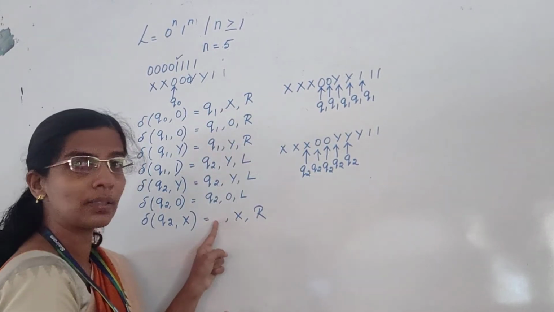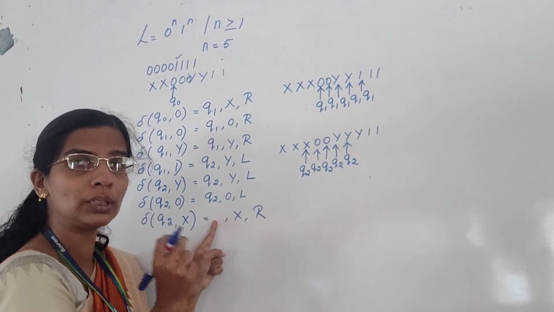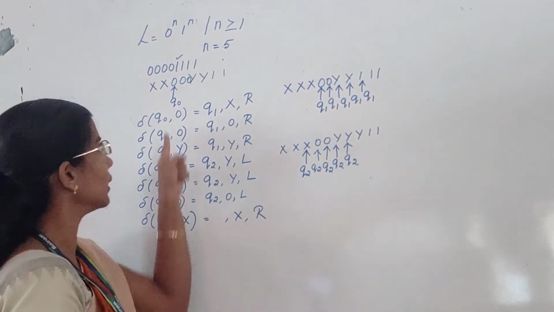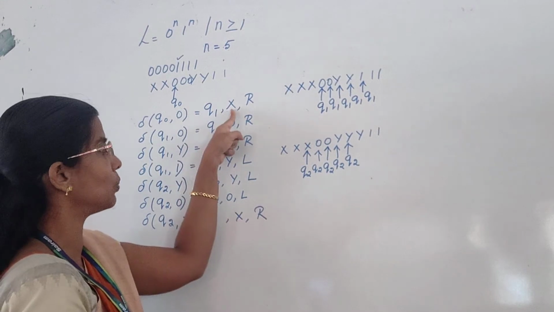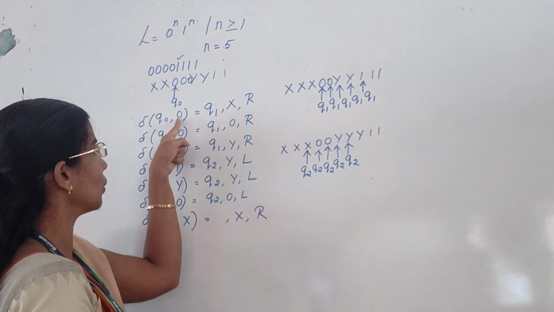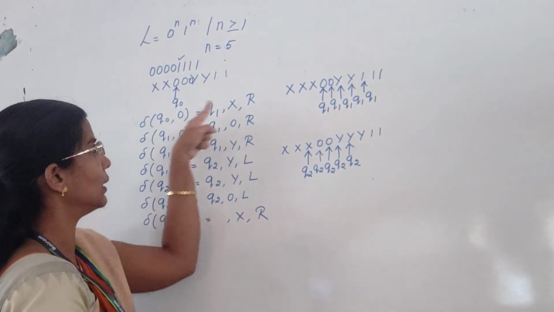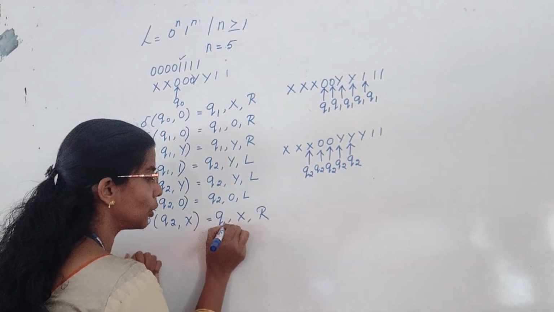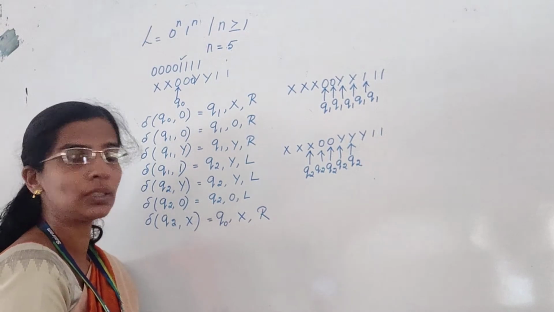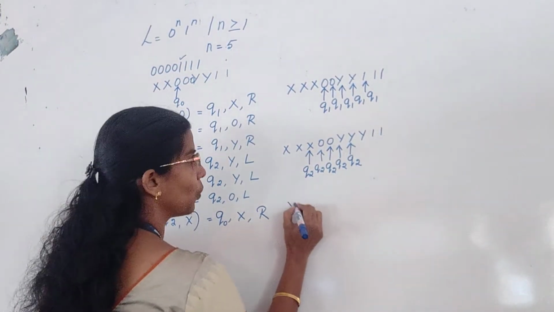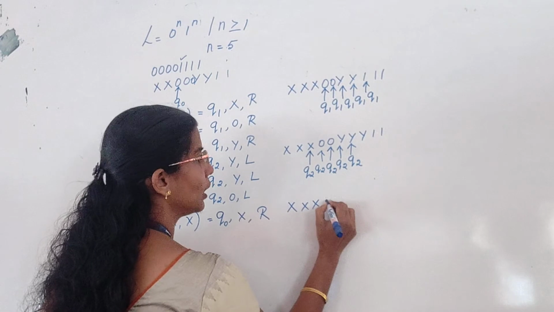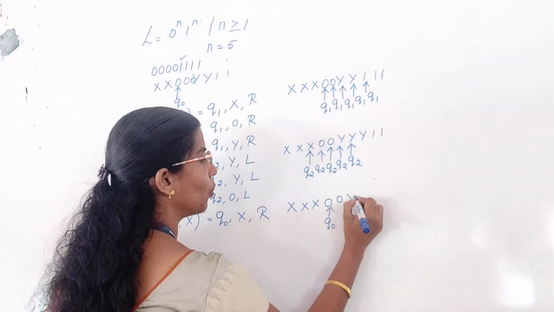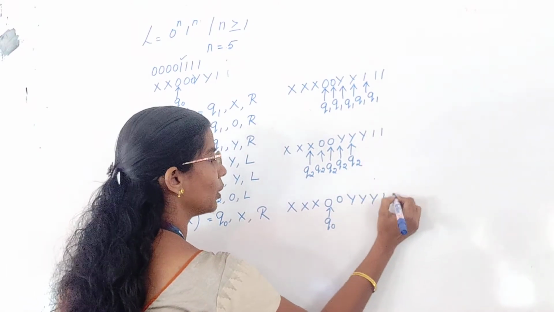Now, what would be the state here? You have to check in which state 0 is replaced with X. 0 is read by Q0 and it is replaced with X. So I should get Q0 here. So what is it? X, X, X, 0, it is Q0, 0, Y, Y, Y, 1, 1.